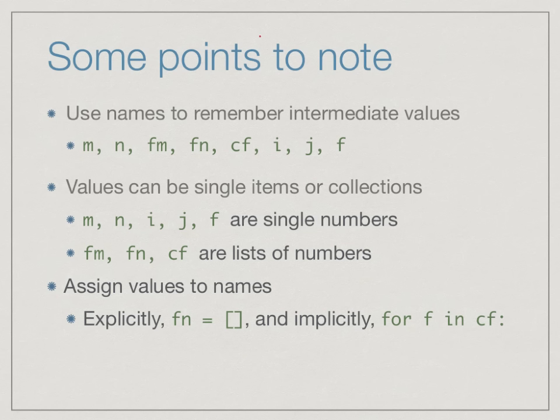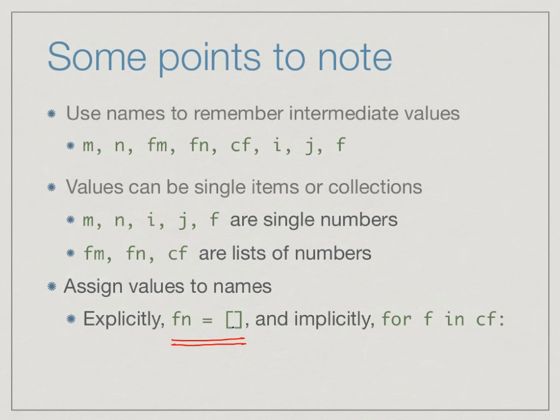So what can we do with these names and values? Well, one thing is we can assign a value to a name. So for instance, when we write fn is equal to the empty list, we are explicitly setting the value of fn to be the empty list. Right? This tells two things. It says the value is an empty list. It also tells Python that fn denotes a list. So there are two steps going on here, as we will see.